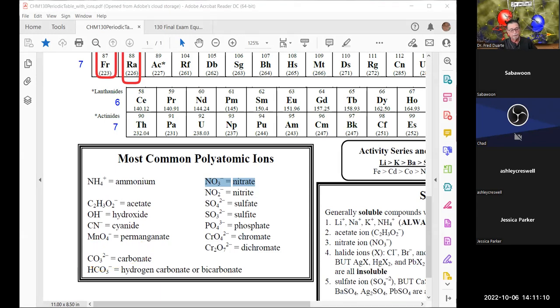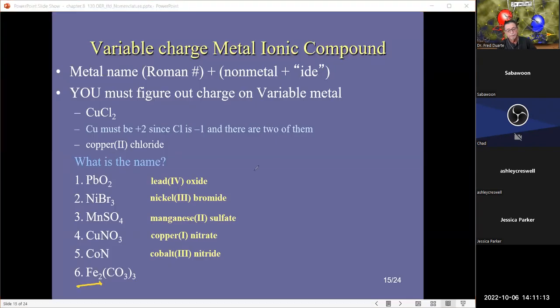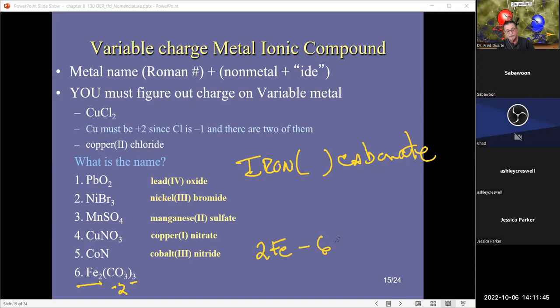All right, so what do we know up till now? We got the iron, parentheses, and then carbonate. That's the parent name. We know that each one has a -2, okay? And there's 3 of them. And so the algebra, there's also 2 irons, so I can make my algebraic equation as 2Fe - 6 = 0, okay? The carbonate, each one is a -2, and there's 3 of them.